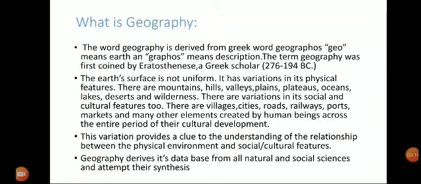Geography derives its database from all the natural and the social sciences. Natural sciences mean geology, pedology, oceanography, botany and zoology, and the social sciences, which are also called sister disciplines, like history, sociology, political science, anthropology. It attempts a synthesis to understand how nature and this earth have affected the life of human beings.